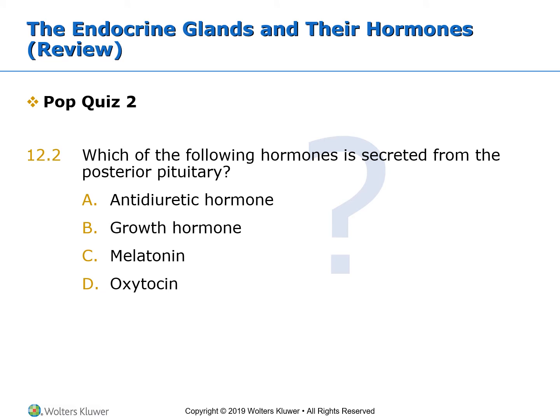Question number 2 is asking you which of the following hormones is secreted from the posterior pituitary. The options that we have are antidiuretic hormone, growth hormone, melatonin, and oxytocin. The only one that is secreted from the anterior pituitary lobe is the growth hormone.